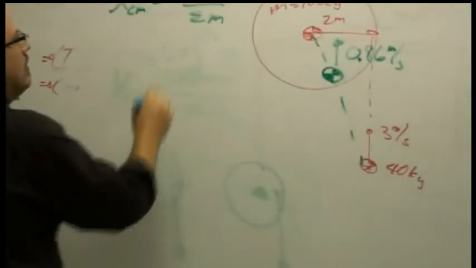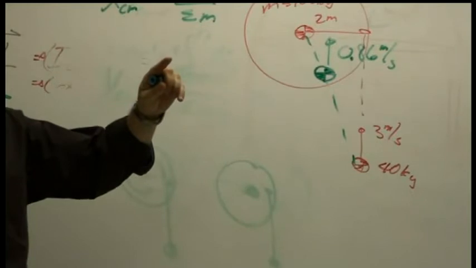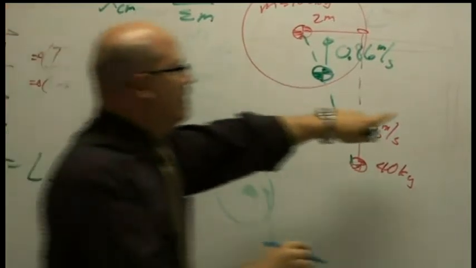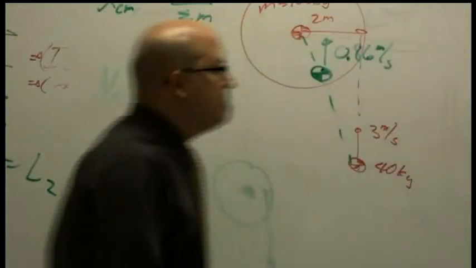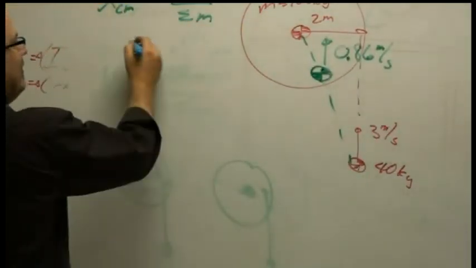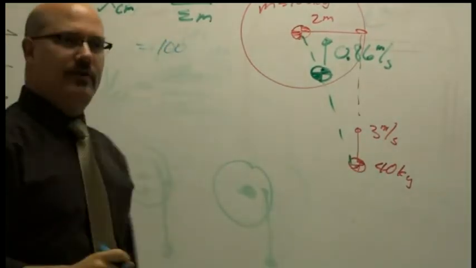Where are we figuring it from? Let's figure it from the geometric center, this point right here. All right, what's the mass of the disk? 100. What's the radius of the disk to that point?